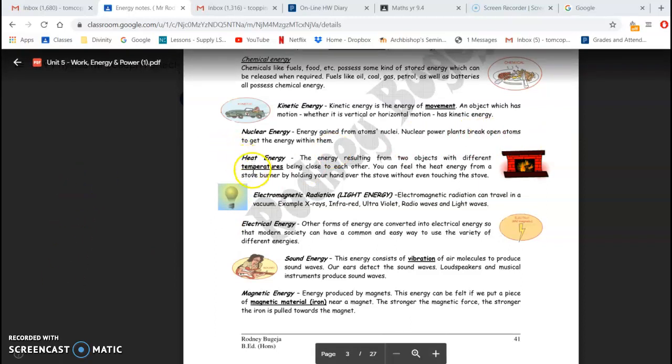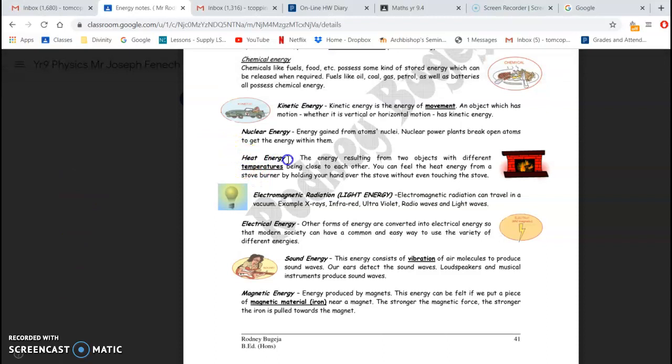Next, you have heat energy. It is the energy resulting from two objects with different temperatures being close to each other. So if you go next to a heater, for example, you can feel the heat energy from the heater. Or if you go next to a stove while something is cooking, you can feel that heat. So that's what heat energy is.